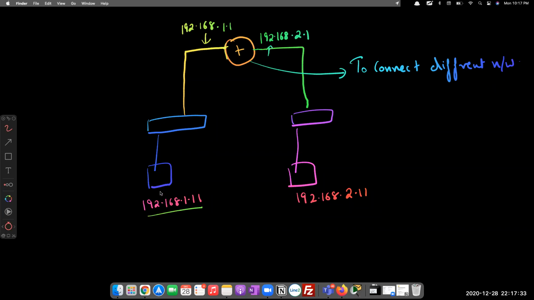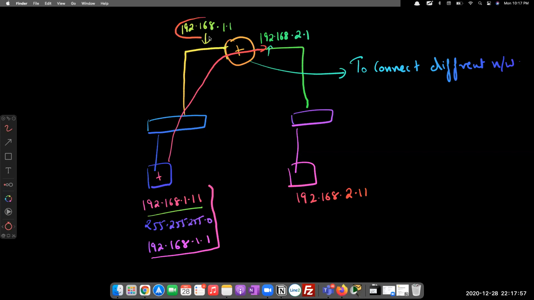Okay, and a computer will have a subnet mask by default, 255.255.255.0, and a computer always has a default gateway. What is a gateway? The exit point of a LAN is known as the gateway. So I'm going to assign 1.1, that is my router IP, because if a computer wants to go outside the network, it is going to use this as the gateway for that LAN network.